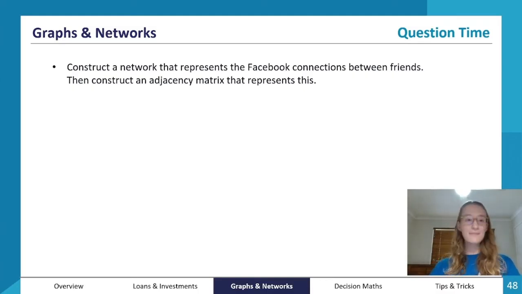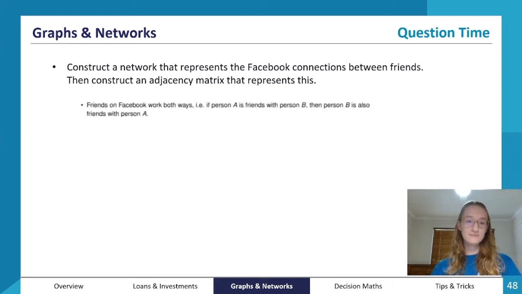Alright, I'm going well for time. So, construct a network that represents the Facebook connections between friends and then construct an adjacency matrix to represent this.